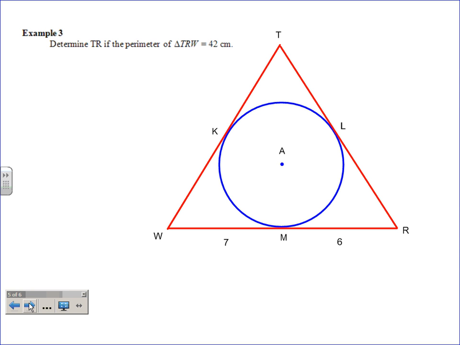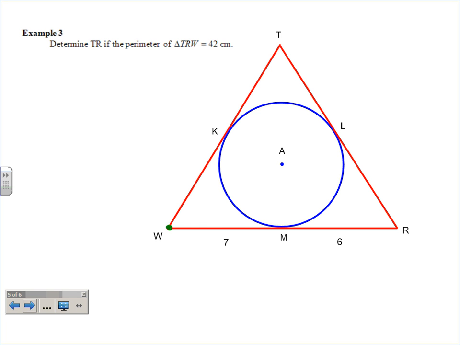Perimeter again means what? Yeah, adding up all the sides, right? And, well, I only see 2 bits of information. I see a 7 and a 6 at the bottom. But will you agree with me that WM tangent and RM tangent and pretty much all of these are a tangent?